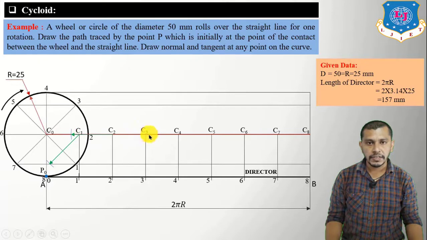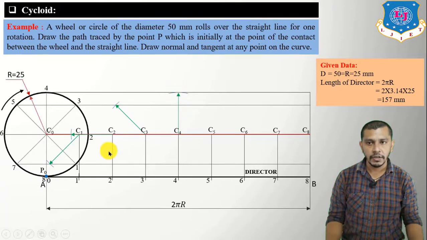Put your compass on C3, or take C3 as the center, and give an arc on the line passing from the third point of the circle. We will get the intersection over here. Now take the center at C4 and give an arc on the line passing from the fourth point of the circle.